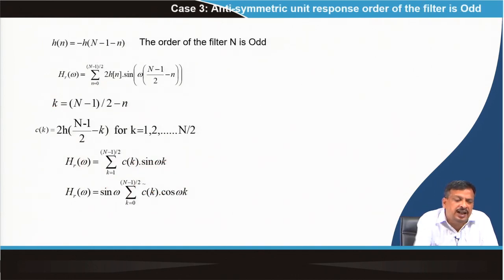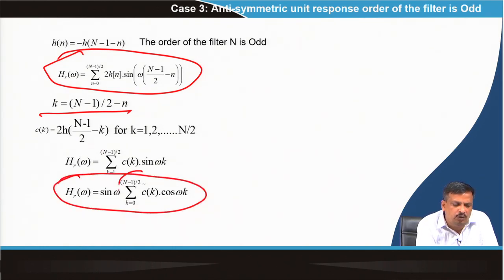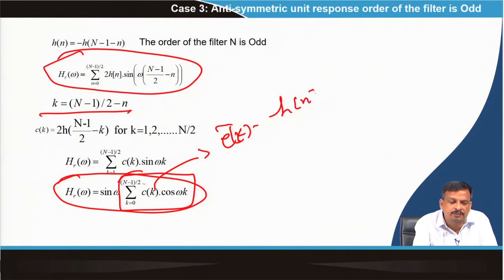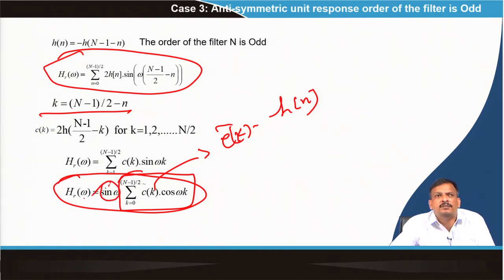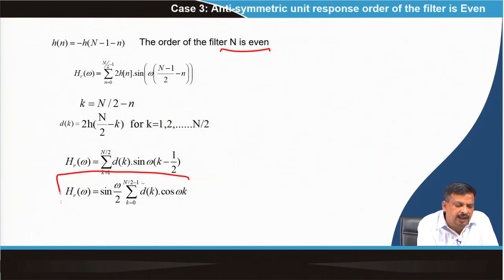Similarly, for antisymmetric, again you take this k and the same approximation, and you can get the same kind of equation. This part is the same. c_k, or c-cap_k, is linearly related to h(n). Again it has a multiplication factor, sin(omega). Now if n is even in the antisymmetric case, I can again get the same thing, only the multiplication factor is sin(omega/2) and the rest is the same.